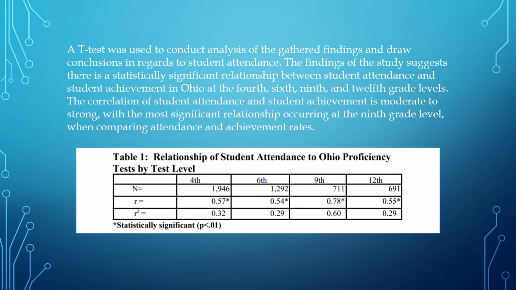The findings of the study suggest there are statistically significant relationships between student attendance and student achievement in Ohio at the 4th, 6th, 9th, and 12th grade levels. The correlation of student attendance and student achievement is moderate to strong, with the most significant relationship occurring at the 9th grade level when comparing attendance and achievement rates. The chart below displays the findings gathered for each grade level and the results of the t-test after gathering the means.